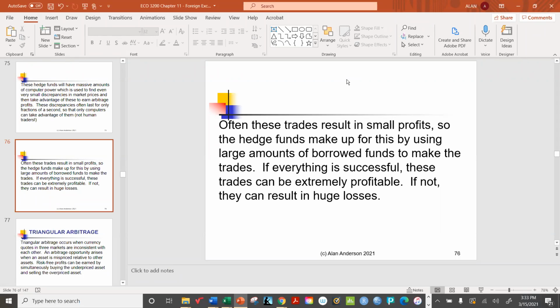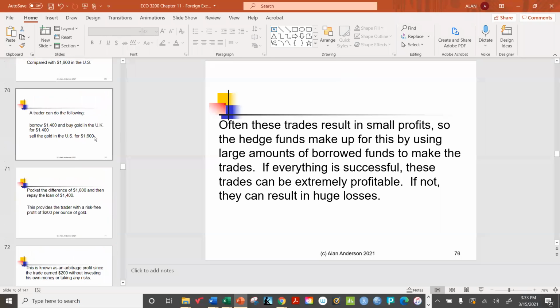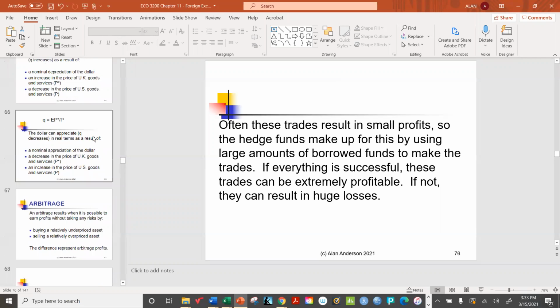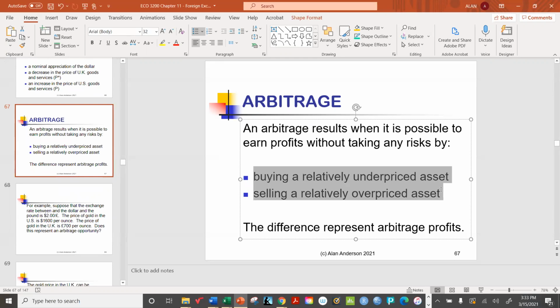So if an investor has enough money to gamble with, they'll approach a hedge fund and have them set up one of these strategies. And this is how they make their money. So anyway, in general, arbitrage is very difficult because markets are so efficient. This kind of thing could never happen if markets are perfectly efficient.